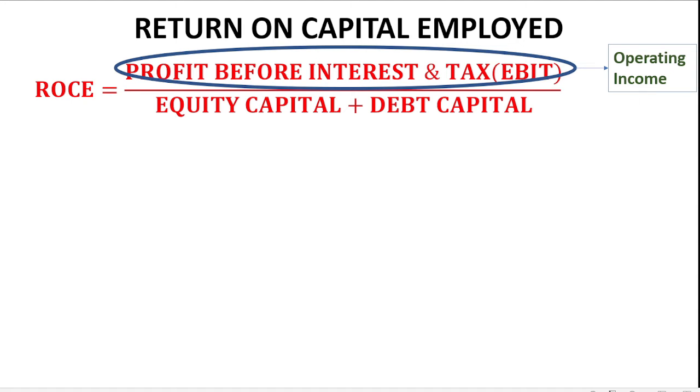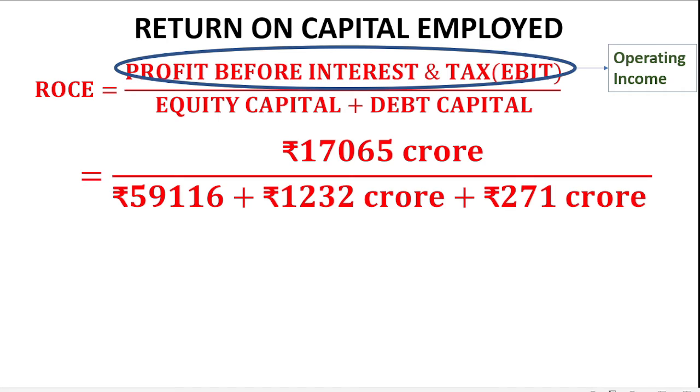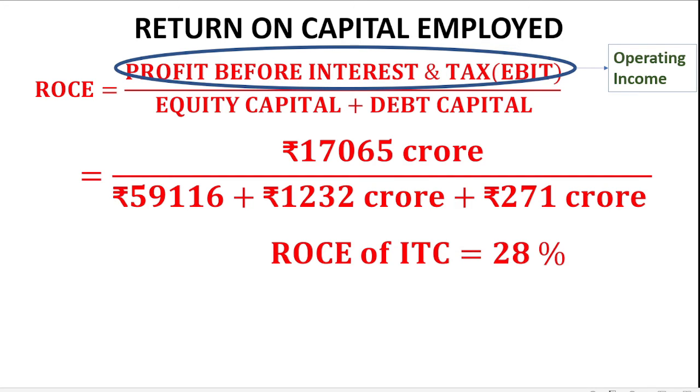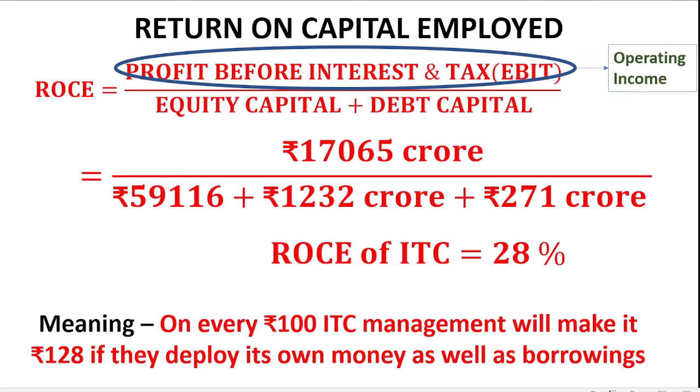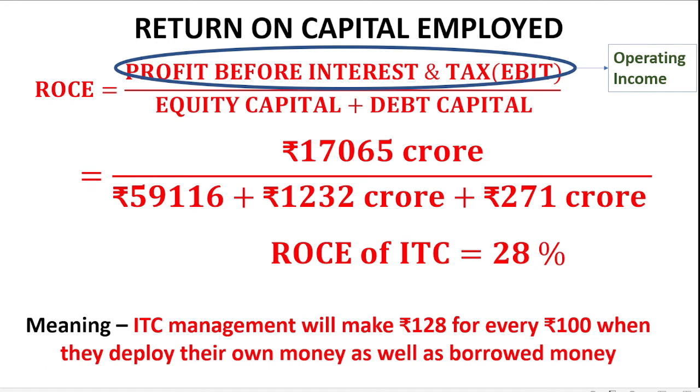So for EBIT, we are going to consider operating income because that's what EBIT means. Once you plug this number, you get ROCE of ITC as 28%. Now, what does this 28% mean? What it simply means is that ITC management will make 128 rupees for every 100 rupees when they deploy their own money as well as borrowed money.